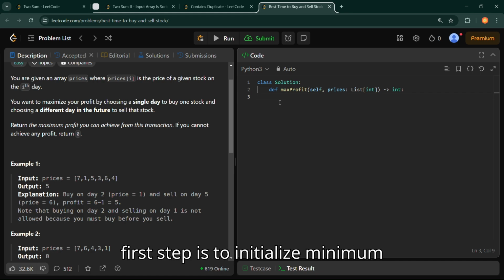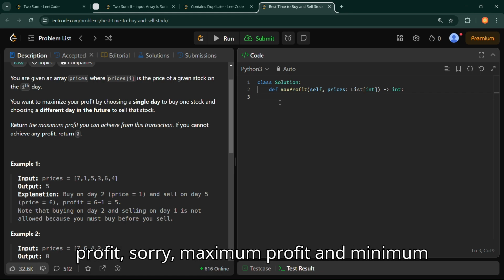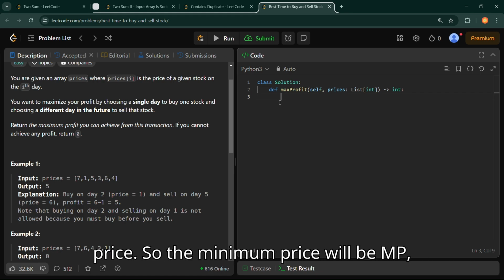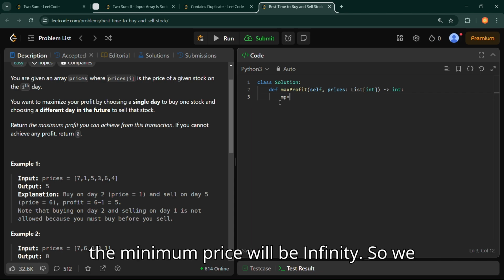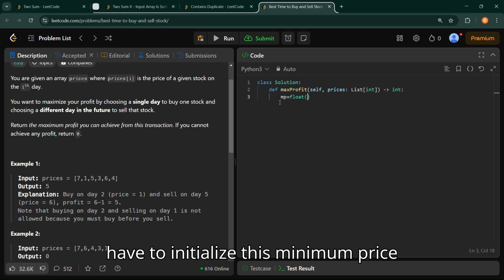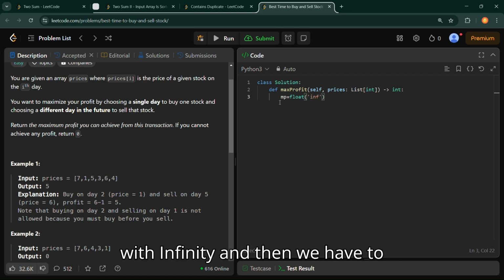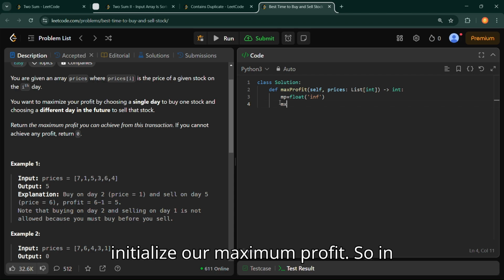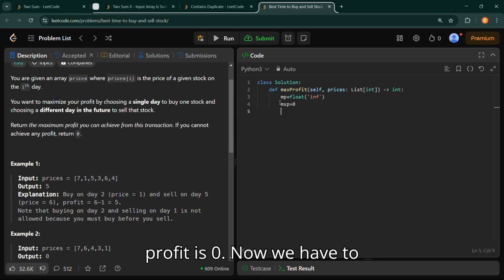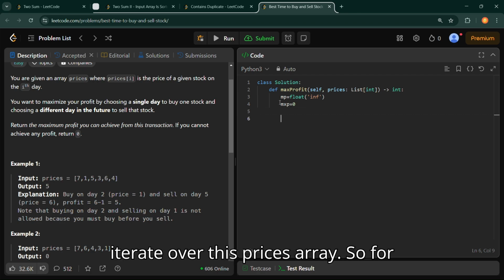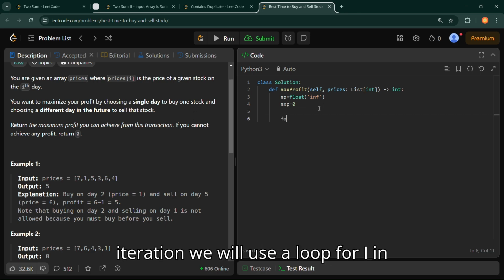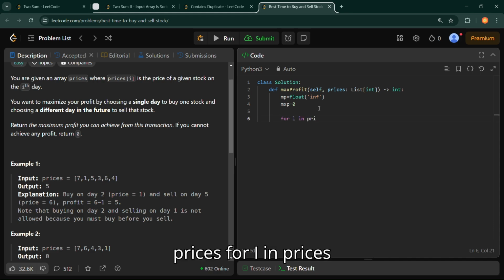So the first step is to initialize maximum profit and minimum price. The minimum price will be MP, and the minimum price will be infinity. So we have to initialize this minimum price with infinity, and then we have to initialize our maximum profit. In starting, let's consider our maximum profit is 0. Now we have to iterate over this prices array. For iteration, we will use a loop: for i in prices.